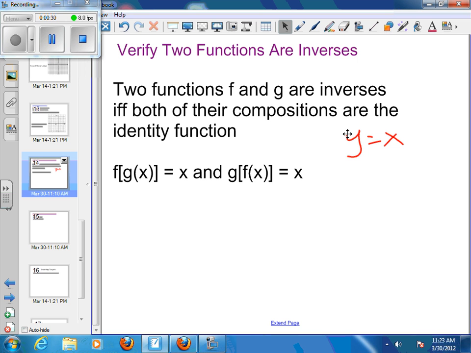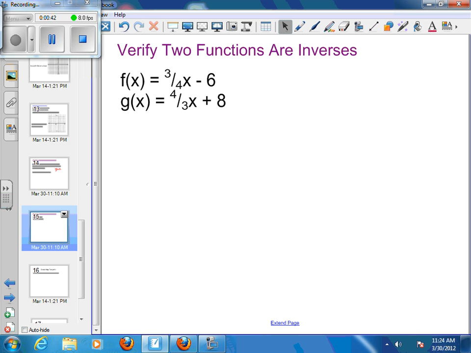That means that the composition f of g of x is equal to x and the composition g of f of x is equal to x. It is possible to have one true and not the other, so you have to check both cases. Looking at an example here, we've got f of x equal to 3/4 x minus 6, and g of x equal to 4/3 x plus 8. Let's find out if they are in fact inverses of each other.